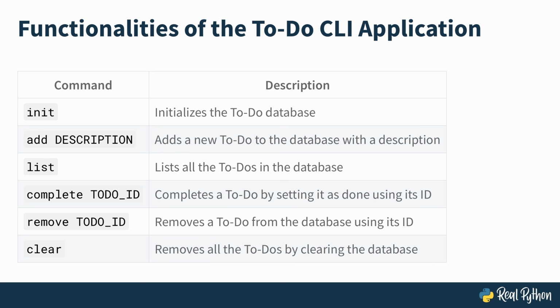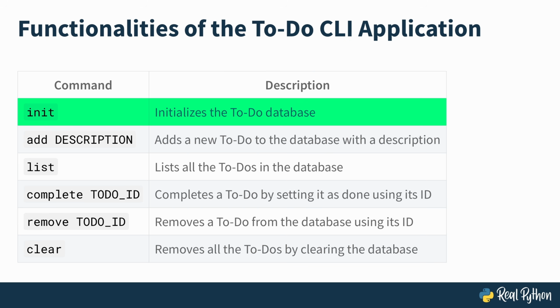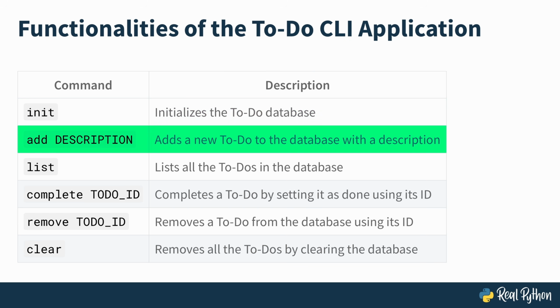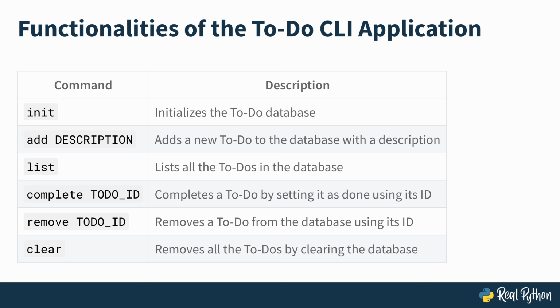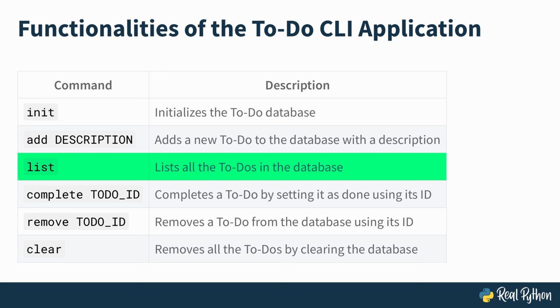To achieve these features, you will be able to pass certain commands to your command line application to execute certain operations. First is the init command to initialize your to-do application's database. Next is the add command. When run and passed the description value and optionally a priority value, it adds a new to-do item to the database. And then the list command. This command will fetch and list all the to-do items in your database.